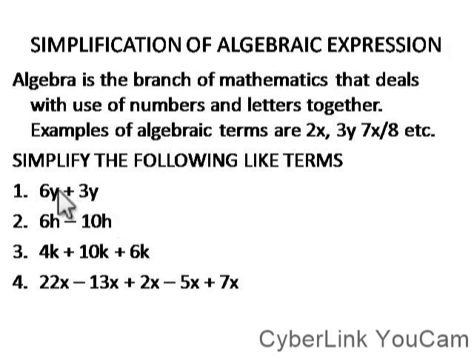And for number 1, what do they have in common? Y. We have 6y plus 3y. You can see both of them are wearing the same shirt. This one is wearing shirt Y, that's a 6y. 6 is wearing shirt Y, and 3 is also wearing shirt Y. So they have the same alphabet. For that reason, we call them like terms.